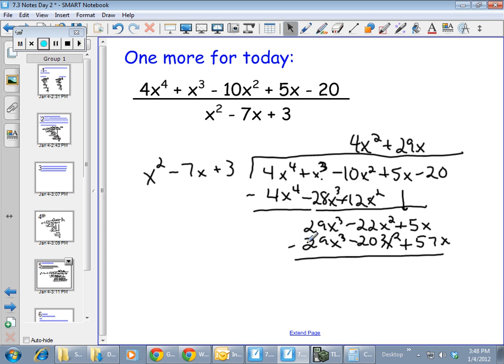Alright, so we subtract. These cancel out. Negative 22x squared minus negative 28. Oh, I'm sorry. Minus negative 203x squared. That's going to be, well, 203 minus 22 is 181. Yep, x squared. And then 5 minus 57, that's going to be negative 52x. Then we'll drop down the minus 20. Okay, so almost last step. What do we put up here so that when we multiply by x squared, we get 181x squared, so plus 181.